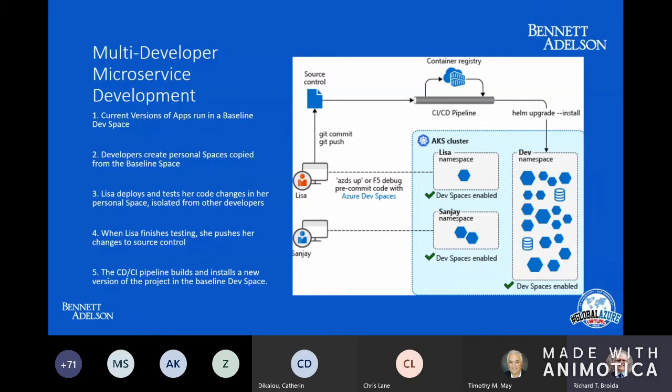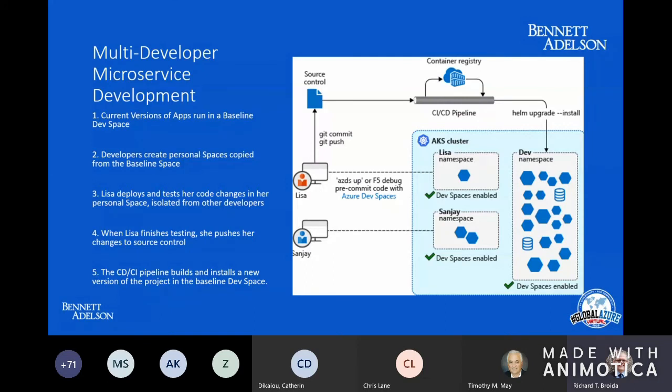Okay, once they're done, let's say Lisa finishes her work on her particular microservice, and she checks it in, pushes it, and merges it into the master branch in source control. That will trigger a build in the continuous delivery pipeline, which at the end will invoke Helm to install the new code into the shared dev namespace.